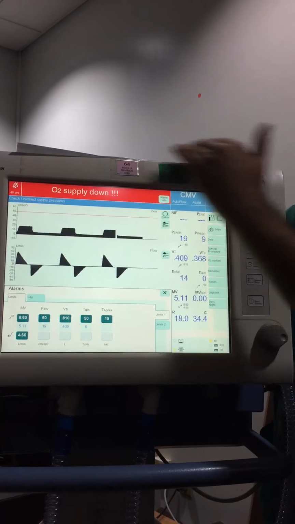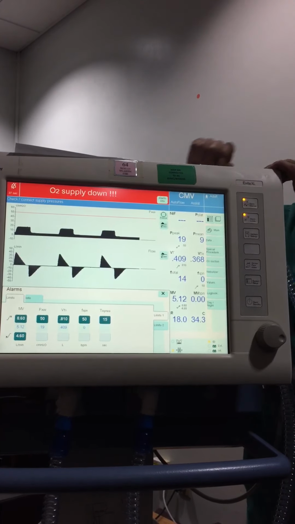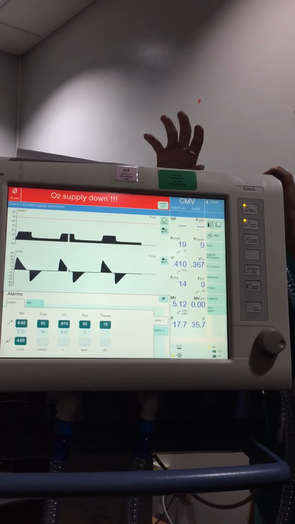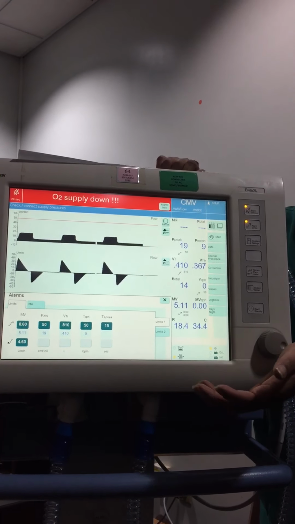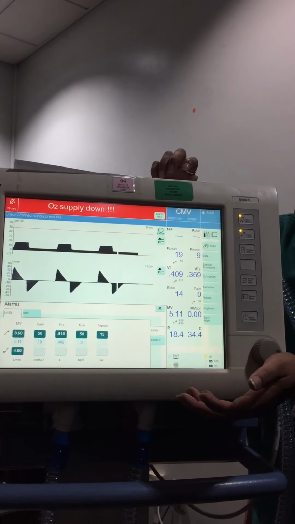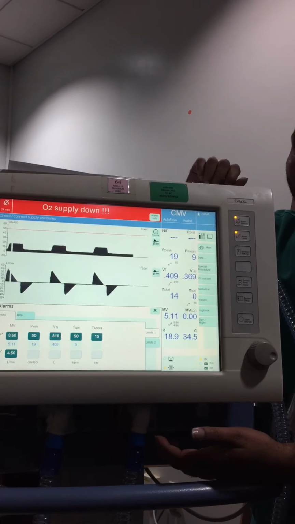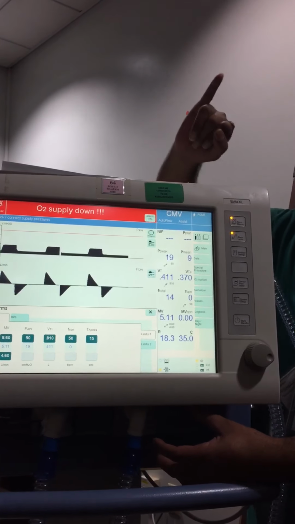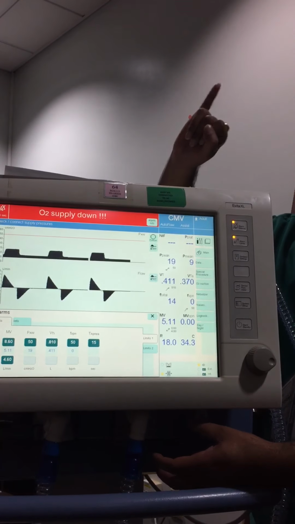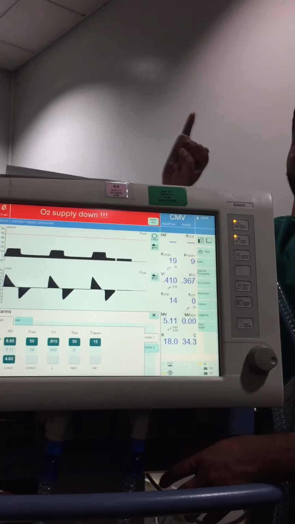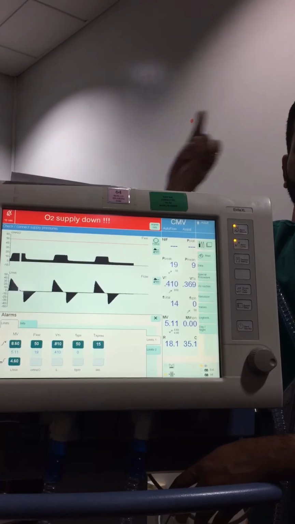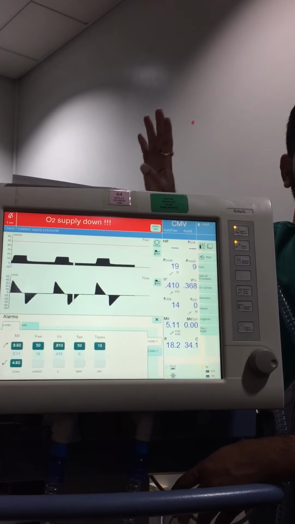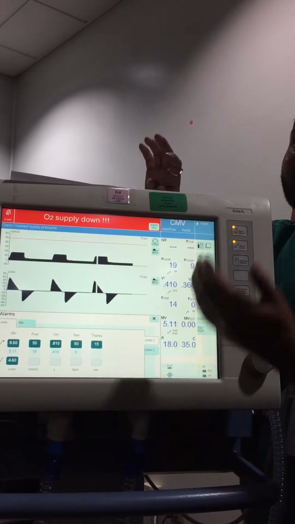Suppose the ventilator is showing high airway pressure of 39. What do you have to do? What could be the causes? What could be the reason for that? Mainly increased airway resistance. Maybe the patient has secretions or bronchospasm, or tube kinking or tube obstruction, or the patient is biting the tube. These are the most common causes of increased airway pressure.